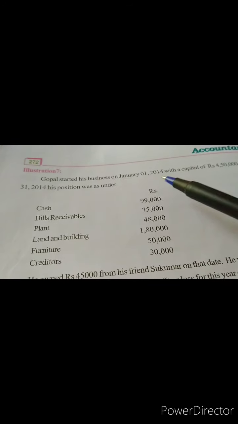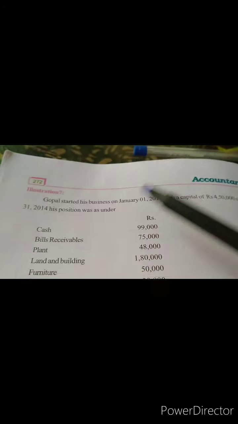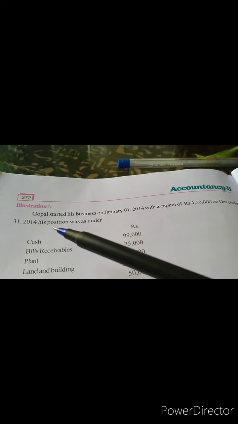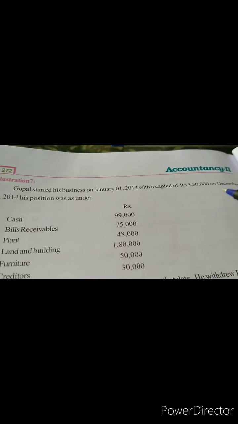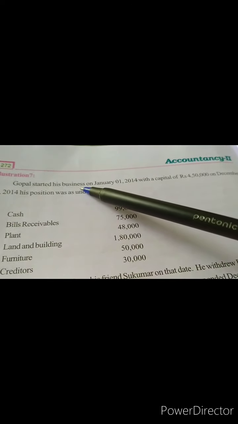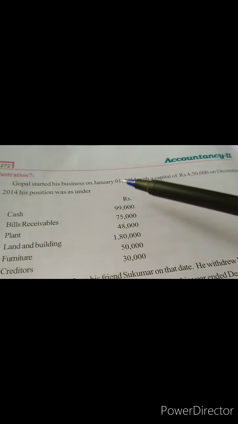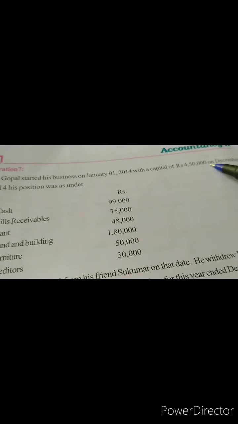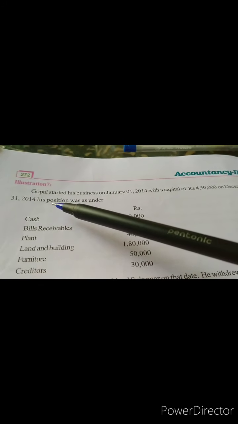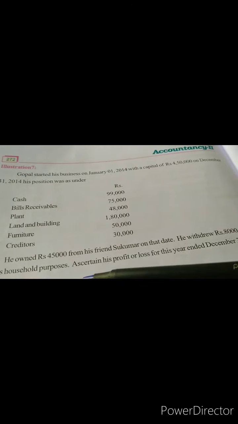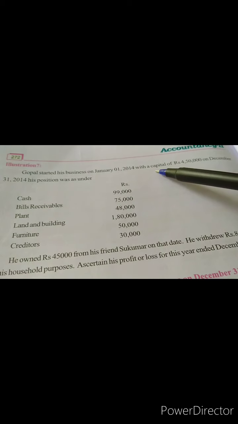Gopal started his business on 1st January 2014 with a capital of rupees 4,50,000. Okay. So starting in the beginning means capital at the beginning is 4,50,000. On December 31st, 2014 his position was as under, means the assets and liabilities of the company were so. By the end you will have to find out the capital.